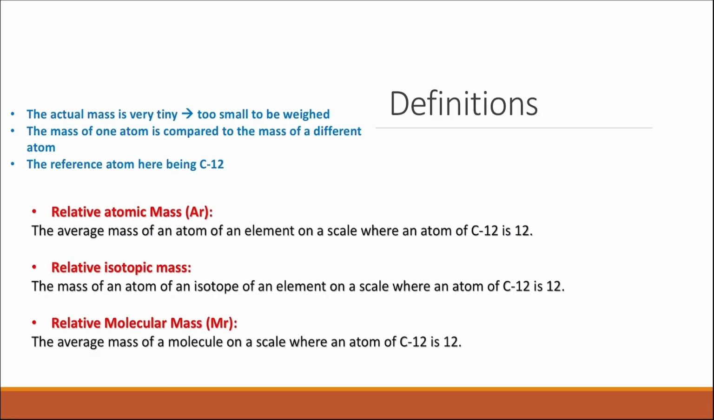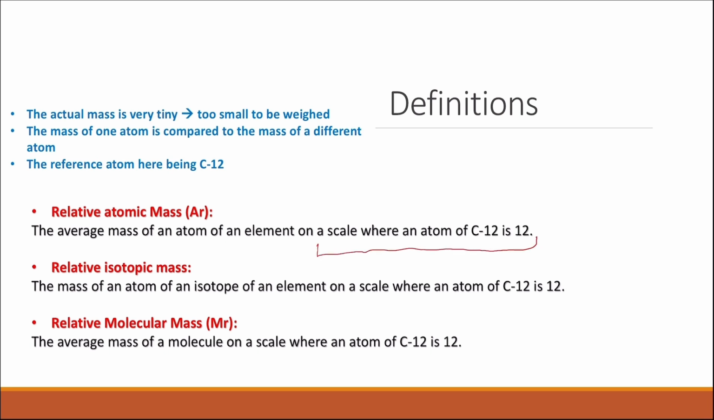Some of these definitions may come in your exams, so make sure that you know these definitions about atomic mass, because we are going to talk about mass spectrometry. And mass spectrometry is one of the typical questions in paper one. Sometimes in a question about mass spectrometry, they ask you to define relative atomic mass or relative formula mass. Remember that when you define the relative atomic mass or relative formula mass, you will always refer to the scale where an atom of carbon-12 is 12.